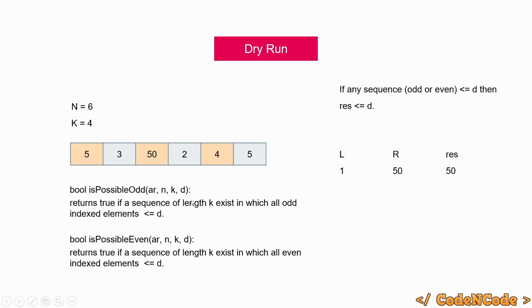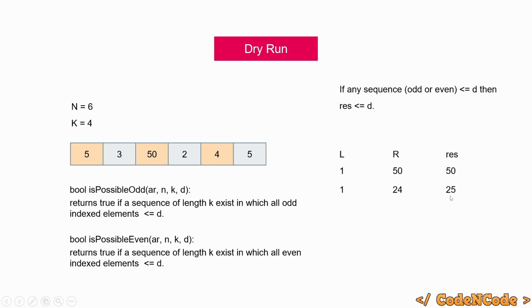So we'll check for 25. If you see, even if you pick the first four elements, since we have to pick a subsequence of length 4, that's why I'm picking the first four elements, all of the even indexed elements are less than or equal to 25. That means yes, I can pick a subsequence of length 4 in which all even elements are less than or equal to 25. If all even elements are less than or equal to 25, that means the overall result will be less than or equal to 25. So I can update the result to be 25.